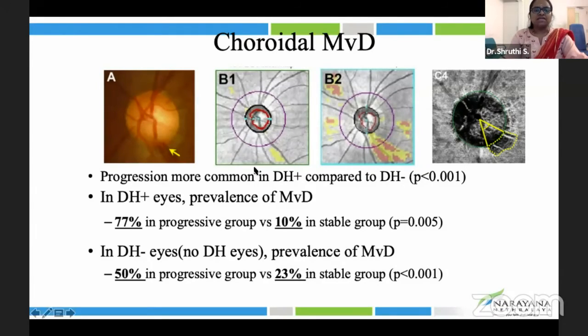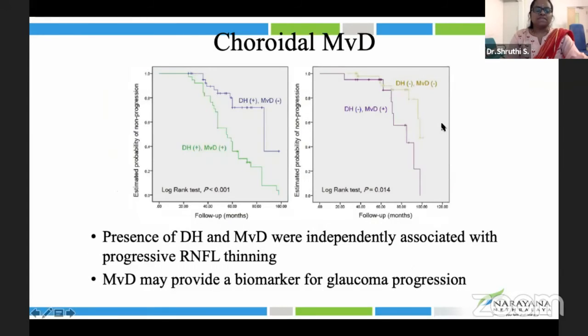In eyes with no disc hemorrhage, 50% of eyes which progressed had presence of microvascular dropout. Here is an example where the patient had recurrent disc hemorrhage with an inferotemporal RNFL defect. When she was followed up for 5 years, progressive RNFL thinning was noted in B1 and B2. This is baseline, and this is follow up at 5 years, and there is an image showing microvascular dropout. So presence of disc hemorrhage and microvascular dropout are independently associated with progressive RNFL thinning. Microvascular dropout may provide a biomarker for glaucoma progression.